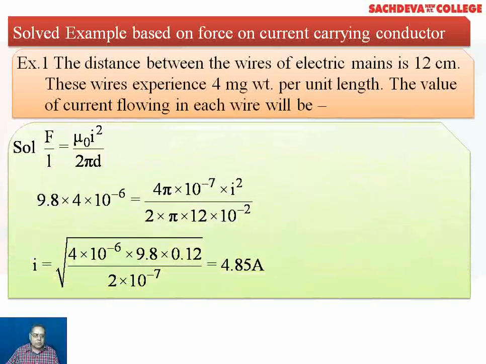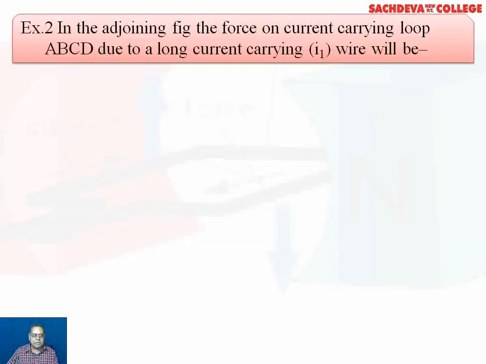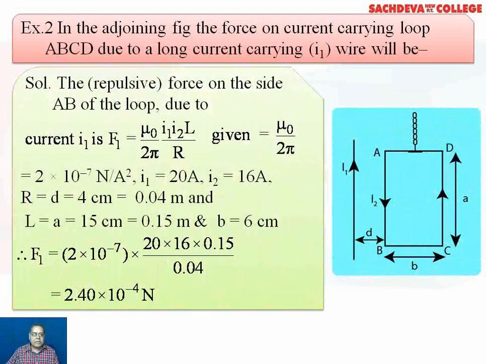Now, the solution to the question is that force over length is mu naught I square over 2 pi d. Compute the values and calculate the square root of these numbers. That will come to be 4.85 amperes. And another example: in the adjoining figure, the force on current carrying loop ABCD due to long current carrying wire will be? Now current is I1 and the current in the loop is I2.